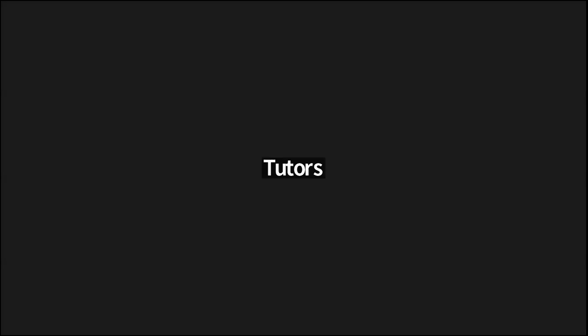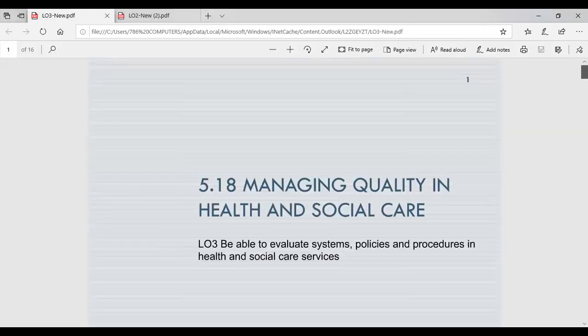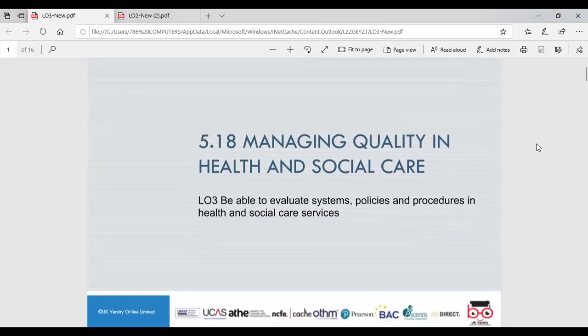So yeah, this is the session that I will be sharing today. It's about managing quality in health and social care. It's LO3 that I'm covering: to be able to evaluate systems, policies, and procedures in health and social care services.